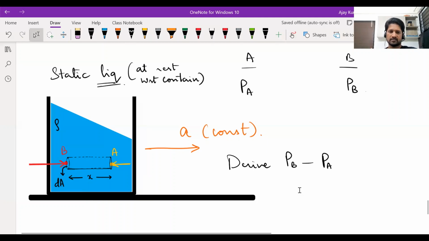Horizontal pressure difference based on the acceleration. The answer will be in terms of density, of course. It will be in terms of these. Okay. Try this, all of you. I'll give you all 2 minutes.